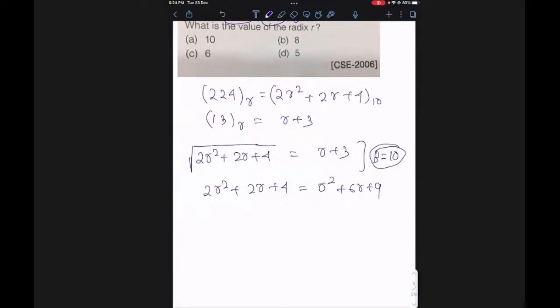If you simplify this, the equation is r square minus 4r minus 5 equals 0. And if you factorize this, (r minus 5) into (r plus 1) equals 0. So r has two values: r is 5, r is minus 1. But as I said, the base or radix is always a positive integer. So the answer has to be 5. Although we are getting minus 1 as a value, minus 1 can't be the answer because the base is always a real and positive number. Base cannot be complex, base cannot be negative, base cannot be fractional.